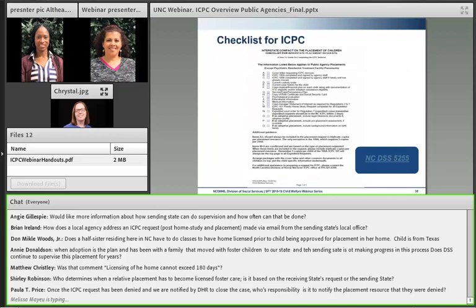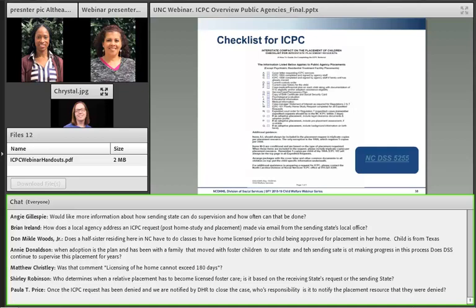So let's look at the checklist for ICPC. This is the North Carolina DSS 5255 form. This checklist is a great tool to ensure that you have a complete ICPC packet. It's easy to follow and all the forms are very user-friendly to complete. We talked about the 100A and the 100B form already.